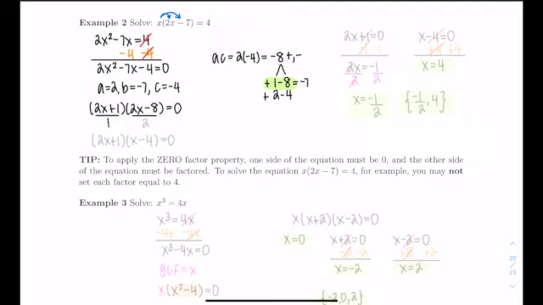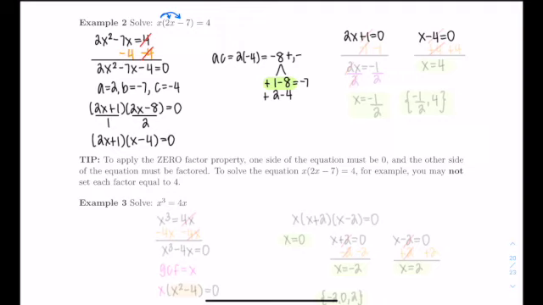So in the first one, it's just a 1. In the second one, it's a 2. So we get 2x plus 1, and we get x minus 4 equals 0. Now that I have factored the left-hand side completely, we want to set both of our binomials equal to 0. So we have 2x plus 1 equals 0, and we have x minus 4 equals 0.